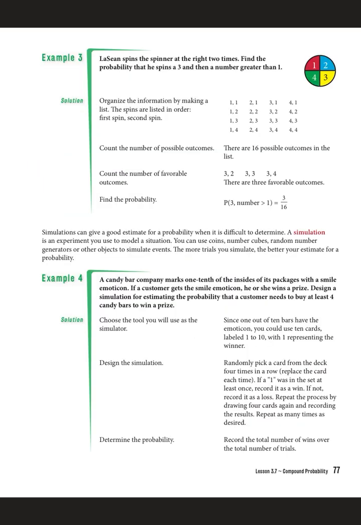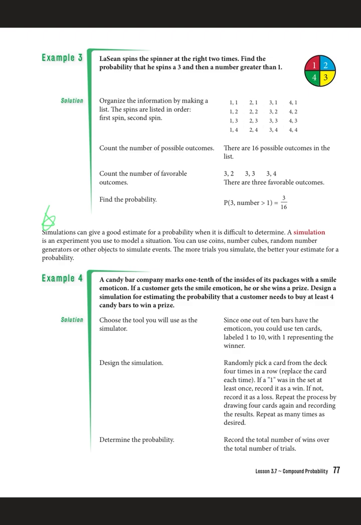So in this part of the video, there's 2 more examples, example 3 and 4. The first one is talking about LaShawn and the Spinner, and the second one is about a candy bar company. But what I want you to pay attention to is this right here, the simulation. Simulations can give a good estimate for a probability when it is difficult to determine. A simulation is an experiment you use to model a situation. Think science class.